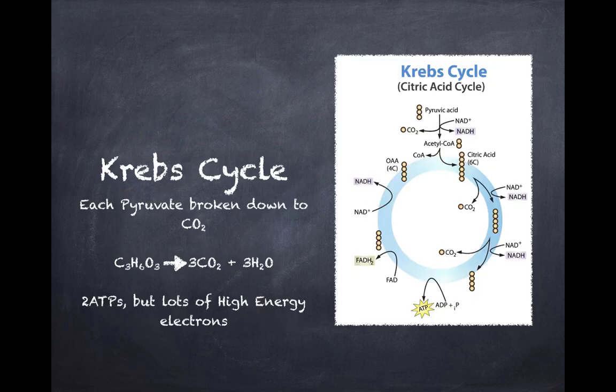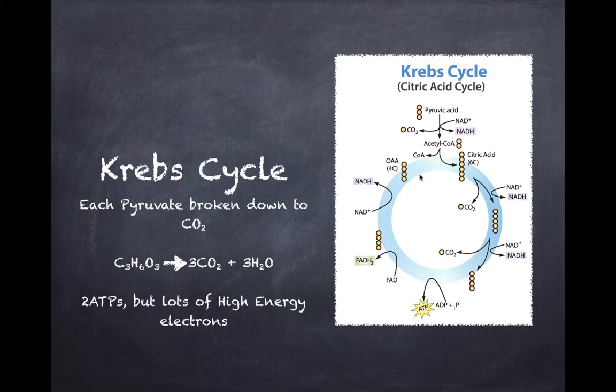Those pyruvates are then going to go to the Krebs cycle. And each pyruvate is going to be broken down to carbon dioxides. So each pyruvate was a C3H6O3. We're going to make 3 carbon dioxides and 3 waters. Now, you know there's a lot of intermediate steps in the way here, that you don't just break one carbon off, break another carbon off, break another carbon off. It goes through the Krebs cycle, the citric acid cycle. You get citric acid and a bunch of other intermediates, oxaloacetic acid at the end.